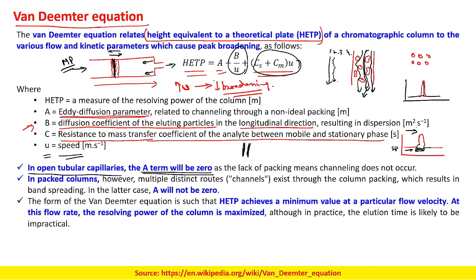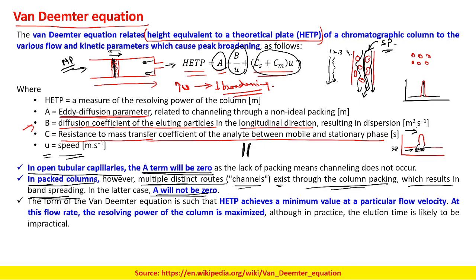So in capillary chromatographic techniques, you will find there are no A terms. In packed columns, however, multiple distinct routes or channels exist through the column packing, which results in band spreading. In the latter case, A will not be 0. In a column with any kind of stationary phase in the bulk, you will find that the A term will not be 0.